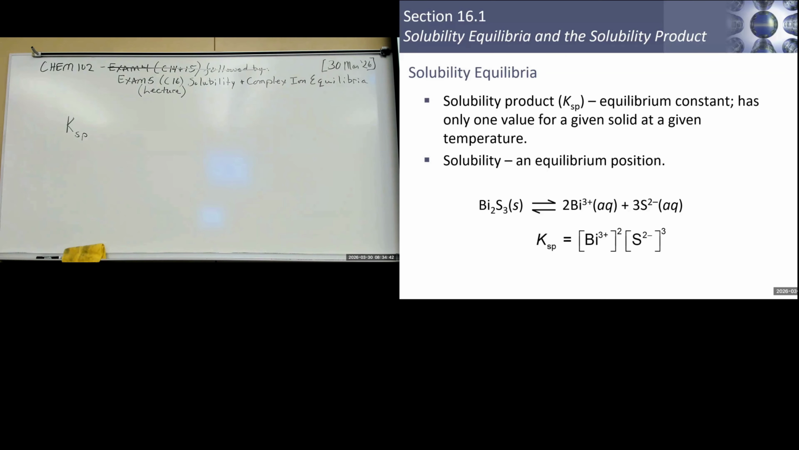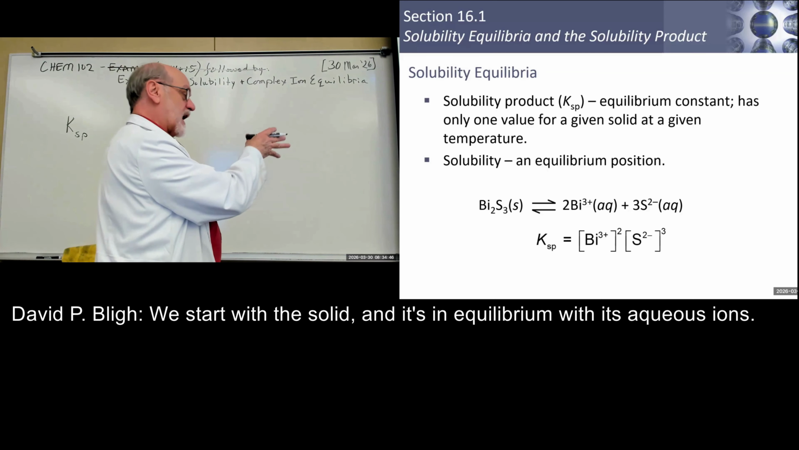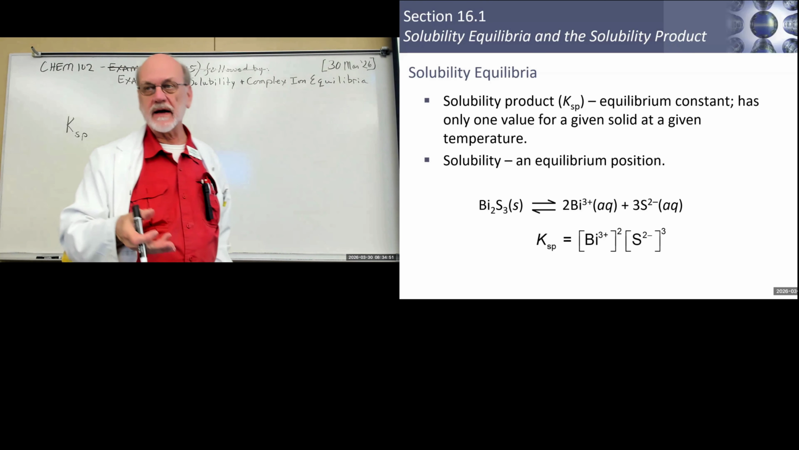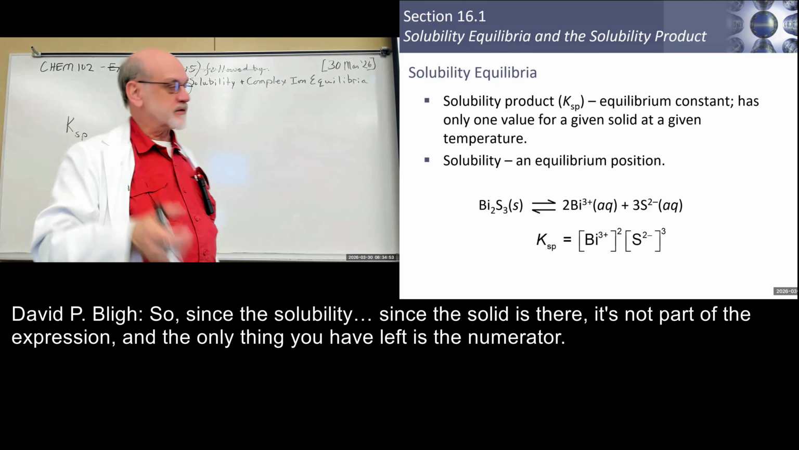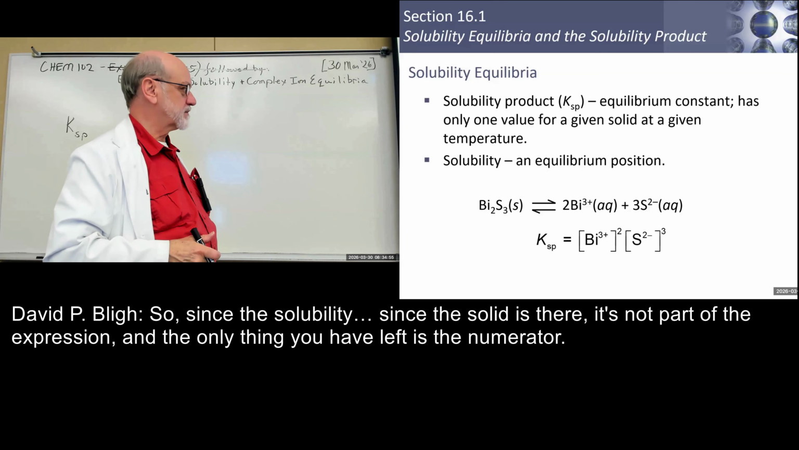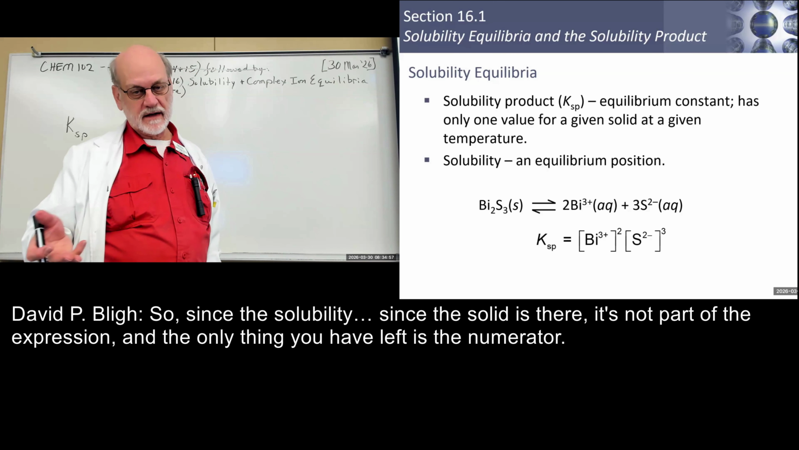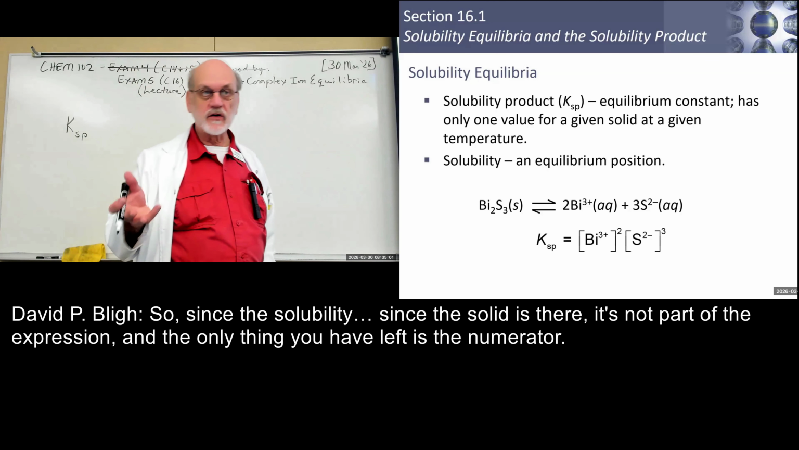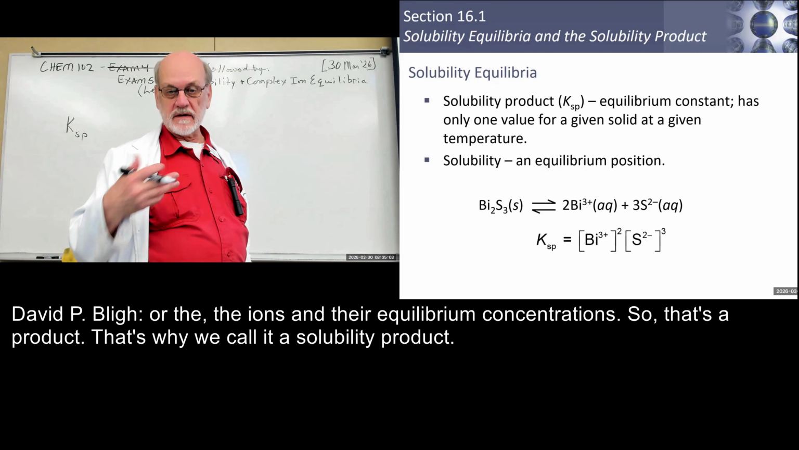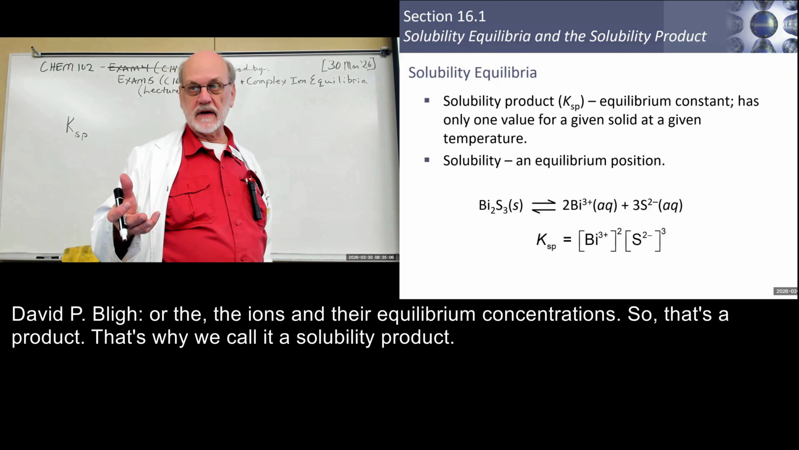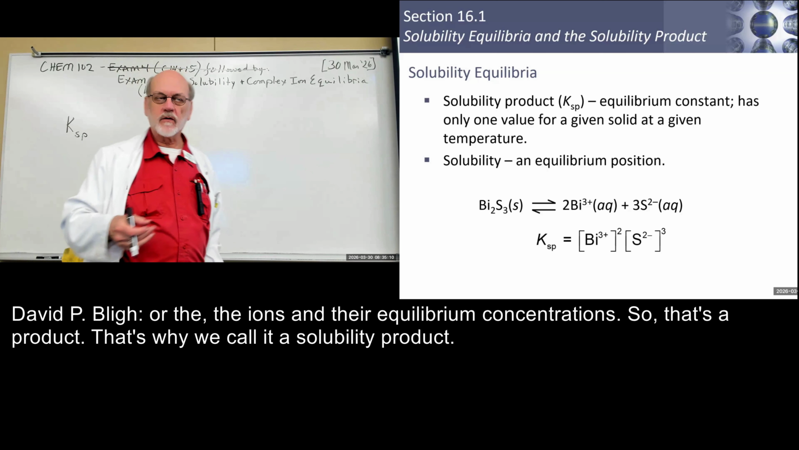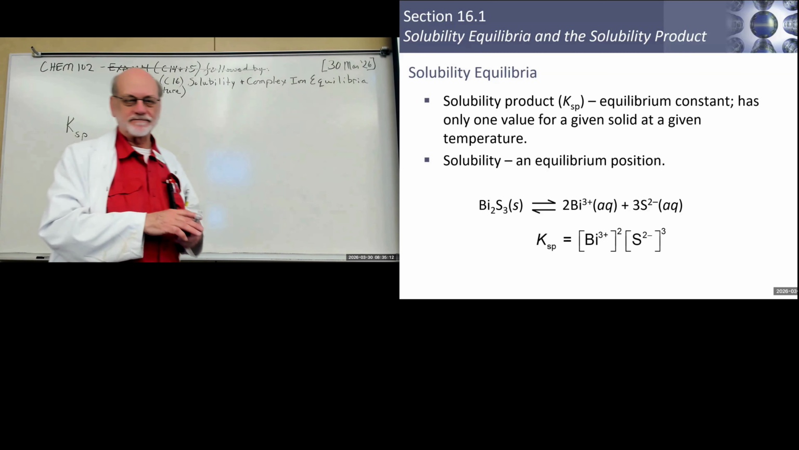So when we talk about solubility, we need to turn on the picture. There we go. We start with the solid, and it's in equilibrium with its aqueous ions. Since the solid is there, it's not part of the expression. And the only thing you have left is the numerator, or the ions and their equilibrium concentrations. So that's a product. That's why we call it a solubility product.